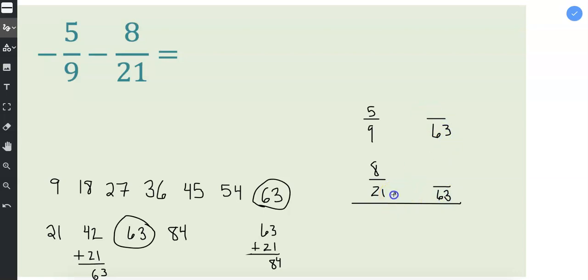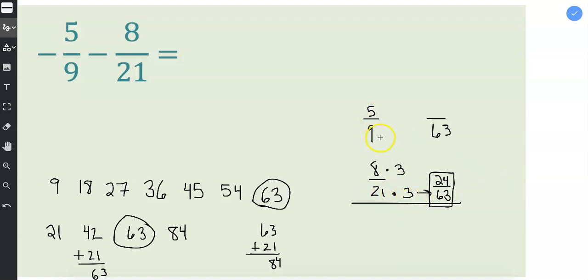And if you're not sure what to multiply 21 by to get to 63, just go back and count and see how many 21s go into 63. So 1, 2, 3 21s is going to equal 63. And if I multiply 21 by 3, I also have to multiply the numerator 8 by 3 to get a new fraction that is equivalent. So 24/63 is equivalent to 8/21 because we multiplied the numerator and the denominator by the same factor.